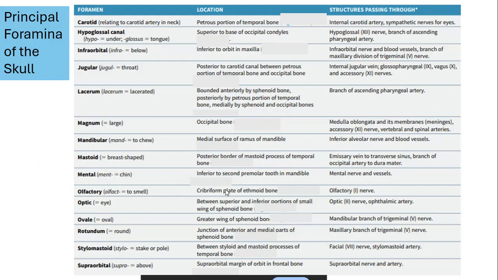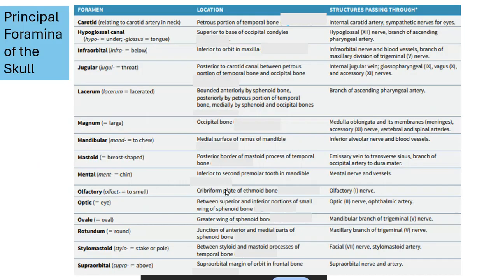All right, principal foramina of the skull. Carotid canal: petrous portion of temporal bone, internal carotid artery, sympathetic nerves for eyes. So, which structures are passing through which foramen? We just learned foramen is like a passage for soft tissues, nerves, arteries, vessels, etc. Hypoglossal canal. Hypo means under, glossus means tongue. Superior base of occipital condyles. Hypoglossal, twelfth nerve, branch of ascending pharyngeal artery.